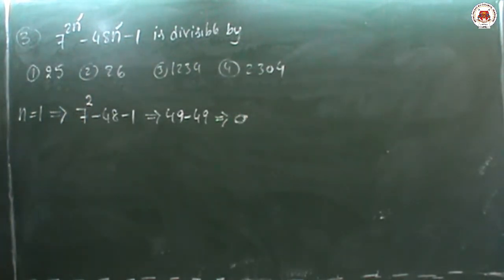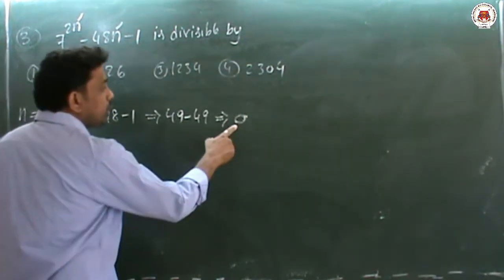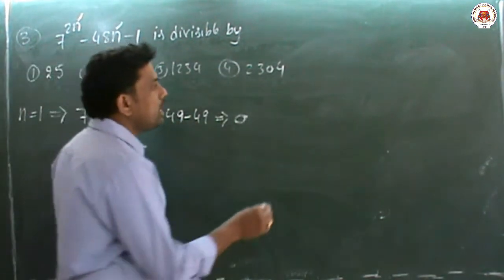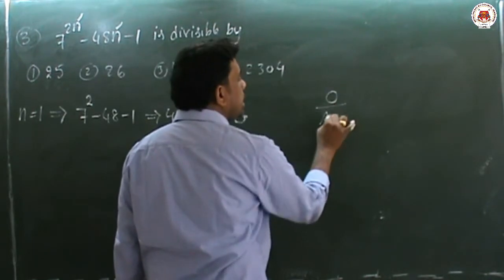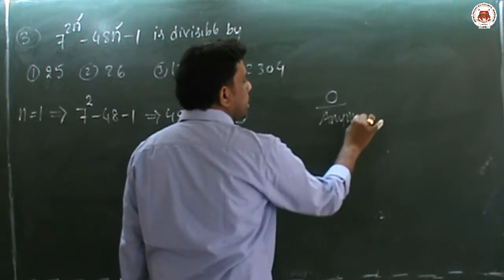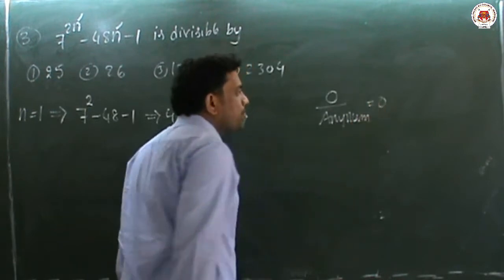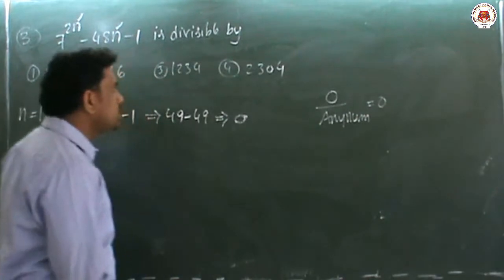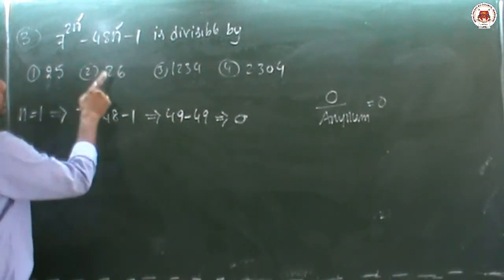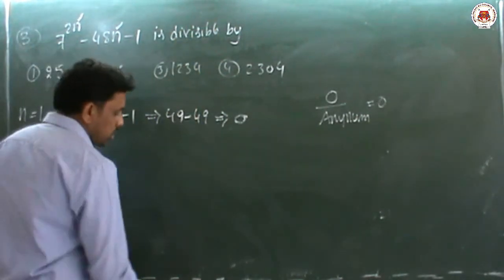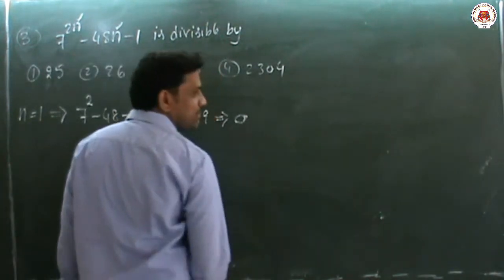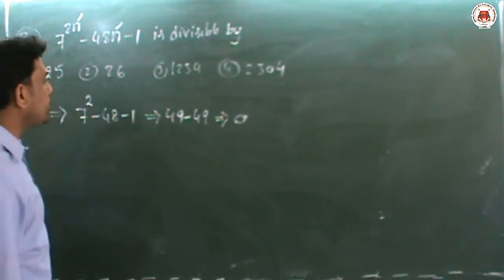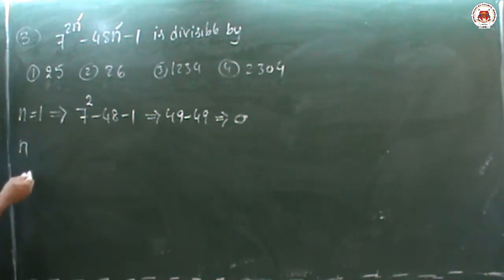My dear children, here is a very important point, remember: 0 is divisible by whatever number. Why, sir? Because 0 by any number is equal to 0. The meaning is 0 is divisible by any number. So now this 0 is divisible by all four options, so 4 options are correct. This is a rare case.